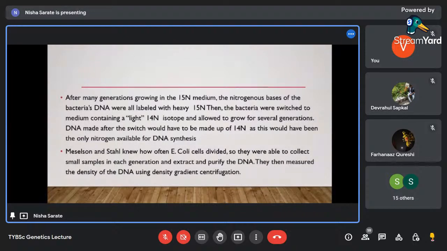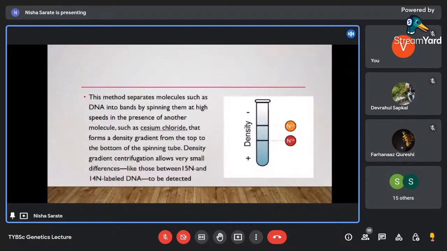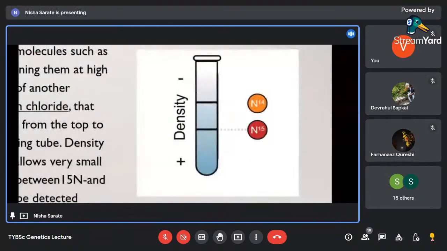This method, density gradient centrifugation, separates molecules such as DNA into bands by spinning them at high speed in the presence of another molecule, such as cesium chloride, which forms a density gradient from the top to the bottom of the spinning tube. Density gradient centrifugation allows very small differences, like those between N15 and N14 labels, to be detected. N15 is a heavy isotope and N14 is a light isotope.